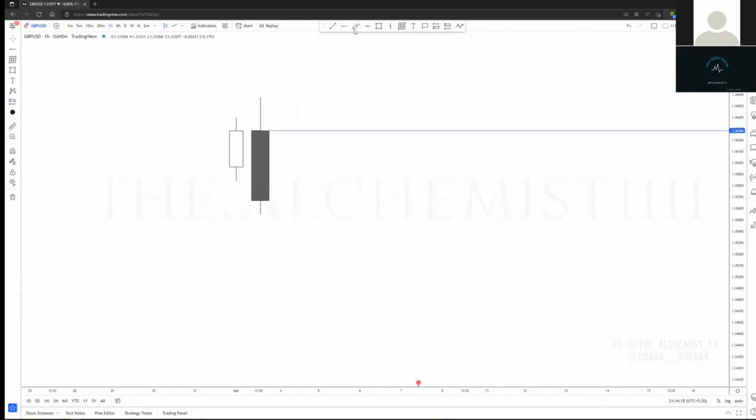Then as it opened, what happened now? Something like this. Now I'm going to draw the anatomy of this candle. This opened, and buyers started pushing it up. Can you see that? Then sellers started pushing it down, and they took over. That is why it closed as a bearish candle.